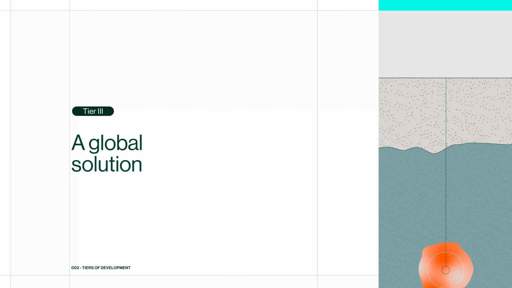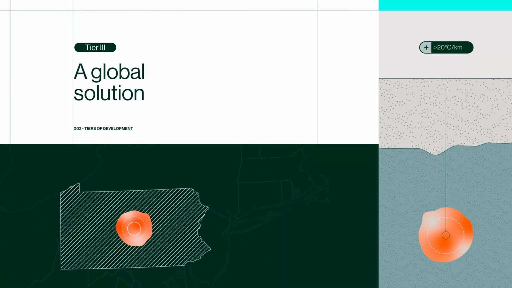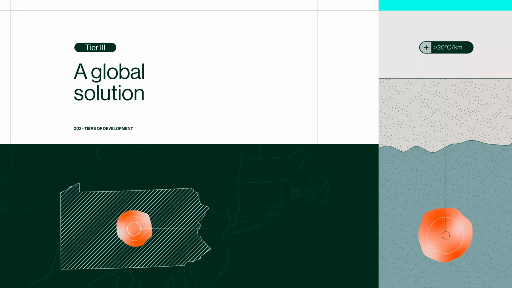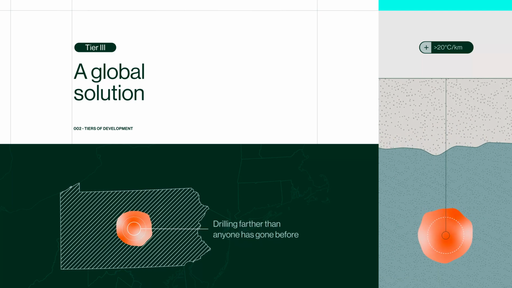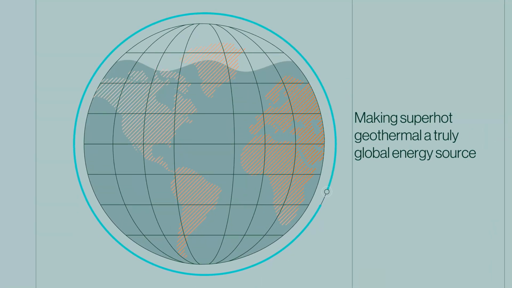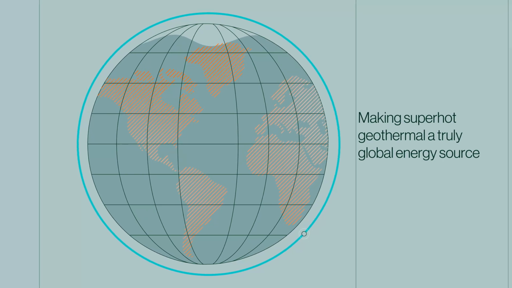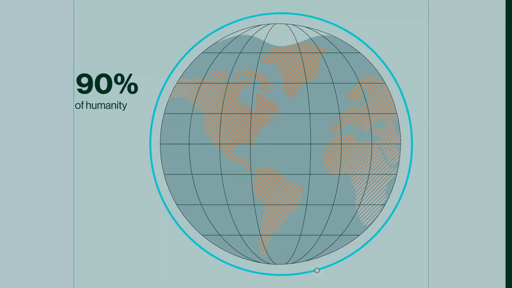Tier 3, a global solution. Tier 3 sites have gradients of at least 20 degrees Celsius per kilometer and are only accessible with millimeter waves to drill farther than anyone has gone before. They hold the key to making superhot geothermal a truly global energy source. Tier 3 sites could provide power to more than 90% of humanity.